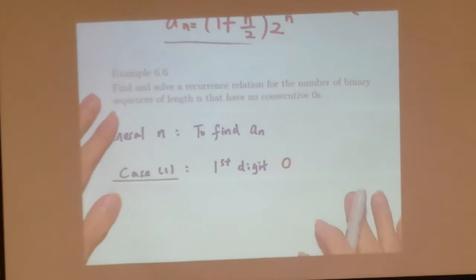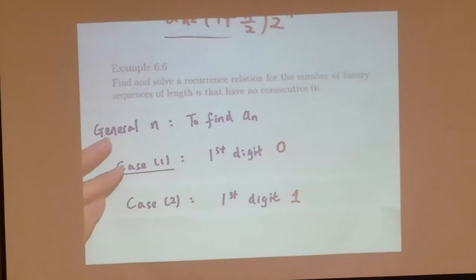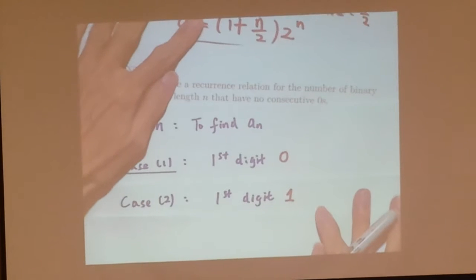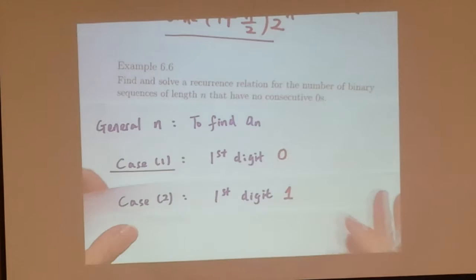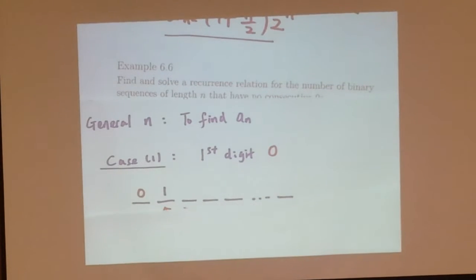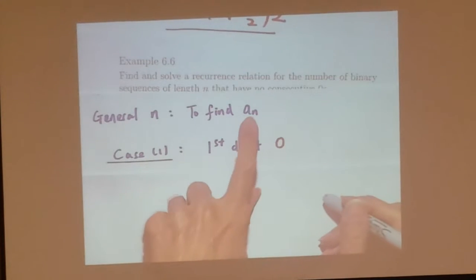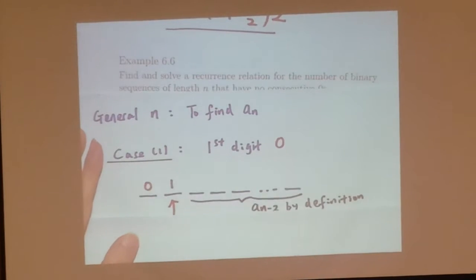And you consider cases. Then there are 2 cases. You just worry about the first digit. The first digit, there are 2 cases. Either you start with 1 or you start with 0, right? If I want to write down a binary sequence with length n, the first digit you can start with 0 or you start with 1. So 2 cases only. So case 1, case 2. And after that, you just need to think in terms of An minus 1 or An minus 2, An minus 3.